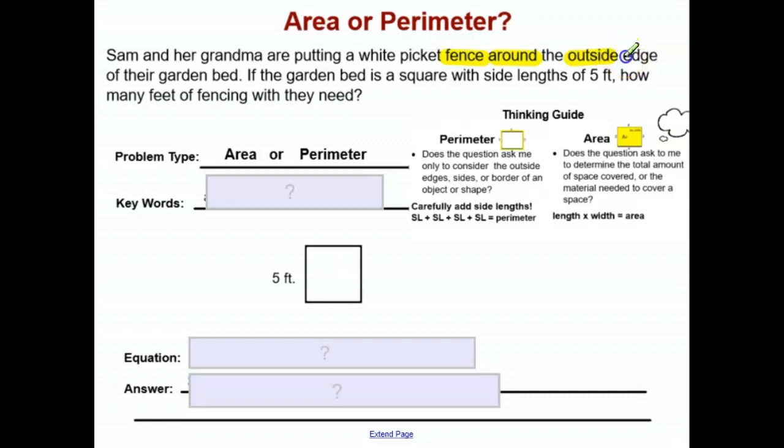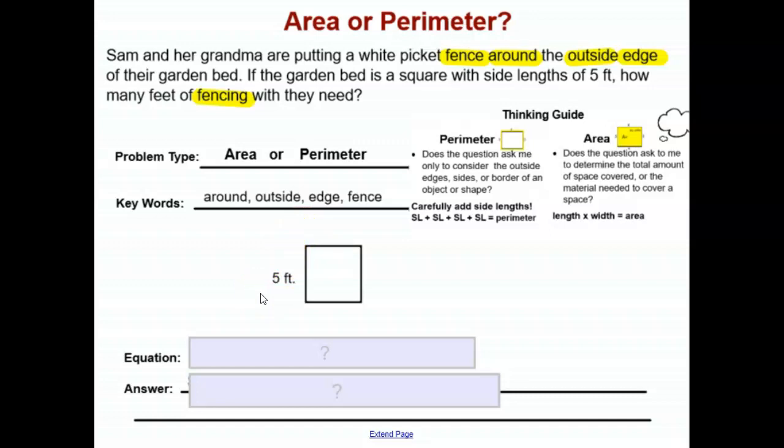Outside and edge and fencing. There are so many key details that tell me it's perimeter because the question does only ask me to consider the fence that goes around the outside edge of the garden, not the total space taken up by the garden like the previous question. So what were all the key words? Around, outside, edge, and fence. Fantastic. I have a challenge for you.